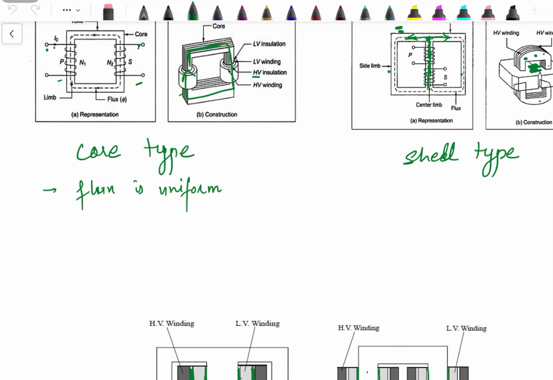So the flux on the side limbs is half of the flux in the central limb. So it's not uniform, it's non-uniform in case of shell type. So we can summarize: flux in outer limbs is half of flux in the central limb. So this is how they are different from the magnetic flux point of view.